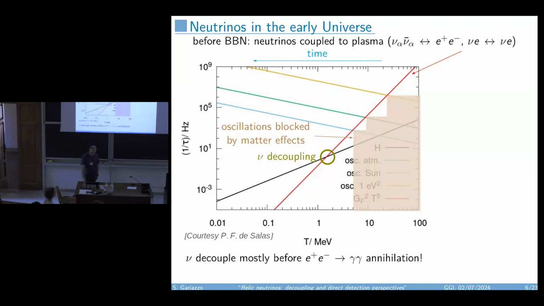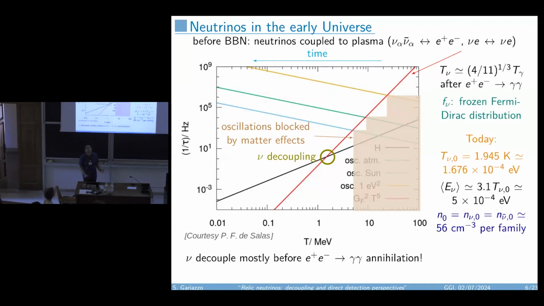After the decoupling, the neutrinos start to propagate freely, and since the expansion of the universe decreases their energy, they basically free stream until today, when they have a temperature of approximately 2 Kelvin, which is smaller than the temperature of the cosmic microwave background, because after neutrinos decouple, electrons and positrons transfer their entropy to the photon fluid, and only in a small fraction to the neutrino fluid.